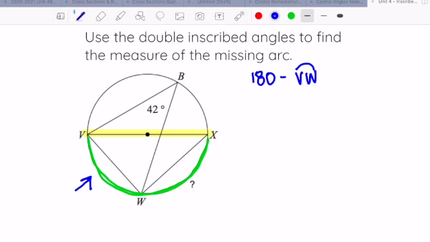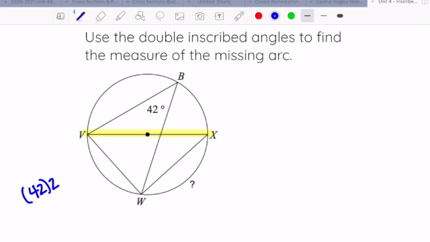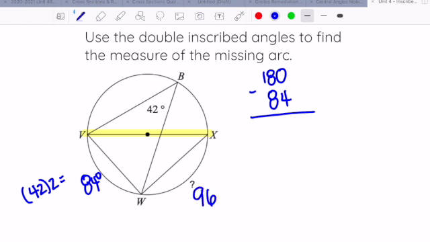All right? So I'm going to erase some of this. And in order to find VW, all I have to do is multiply 42 by 2. And that gives me my arc measure. So in my calculator, 42 times 2 gives me an arc measure of 84 degrees. So all I have to do is 180 minus 84 to find my question mark. So 180 minus 84 in my calculator. This arc measure is 96 degrees.